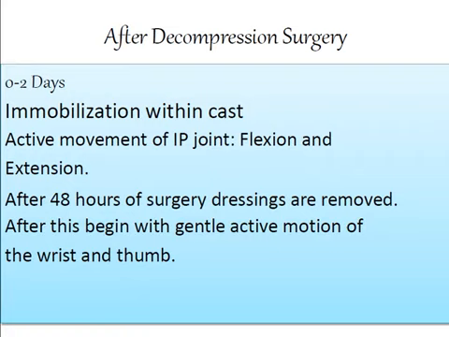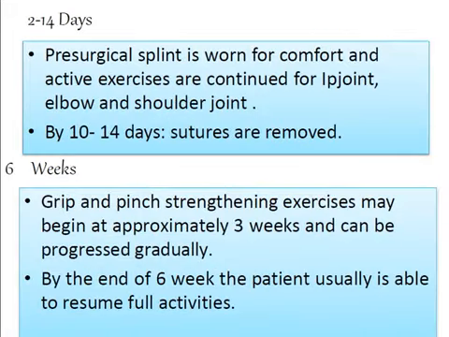Active movements of the IP joints are done with flexion and extension. After 48 hours of surgery, dressings are removed. After this, begin with gentle active motion of the wrist and thumb. From 2 to 14 days, the pre-surgical splint is worn for comfort, and active exercises are continued for the IP joint, elbow and shoulder. By the 14th day, your sutures will be removed. So you will start off doing active activities.